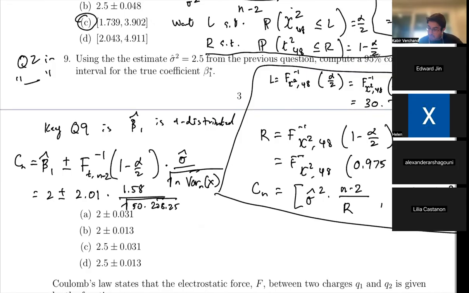So now that we have each of these things, we can plug this into our calculator. Again, we can take away these last two answers. We know they're not going to be correct because they're centered at the wrong value. And plugging everything in, we get this. 2 plus or minus 0.031.